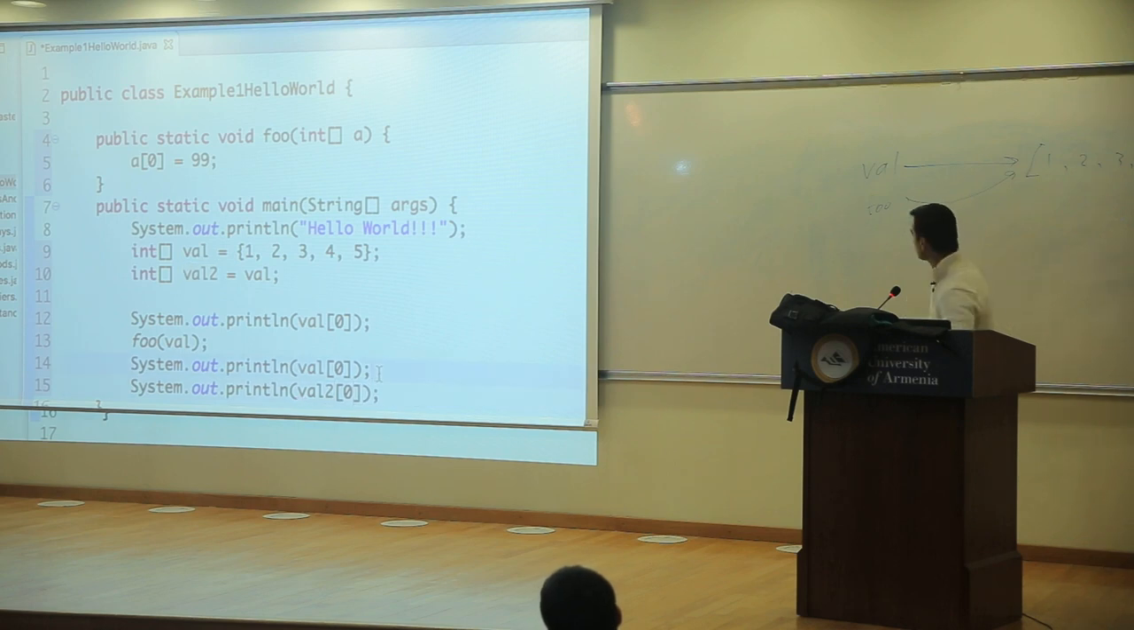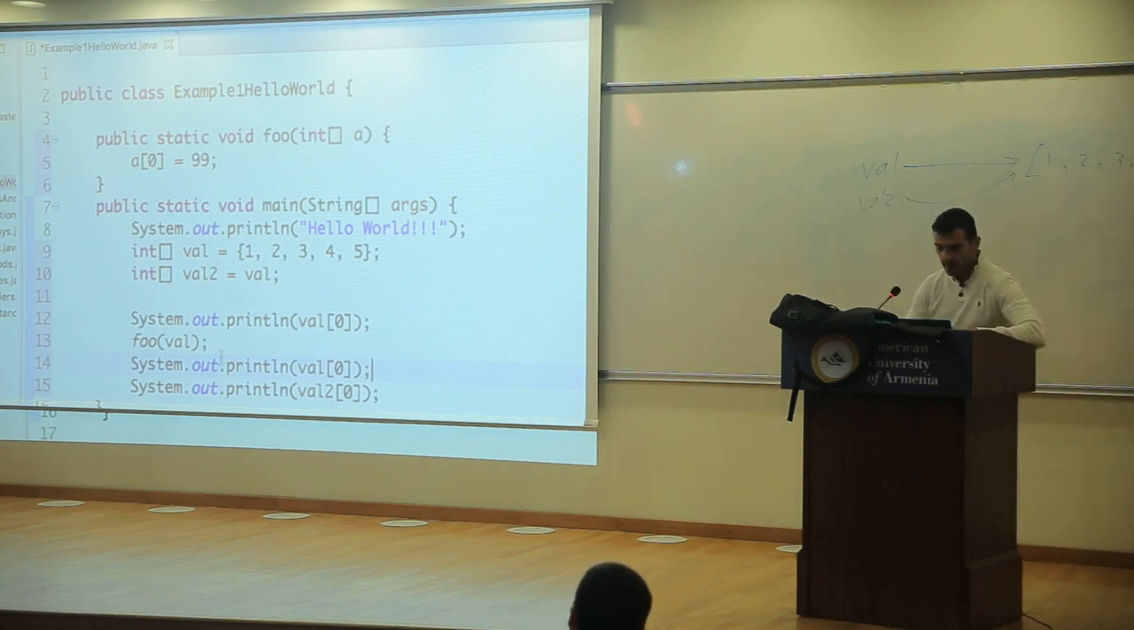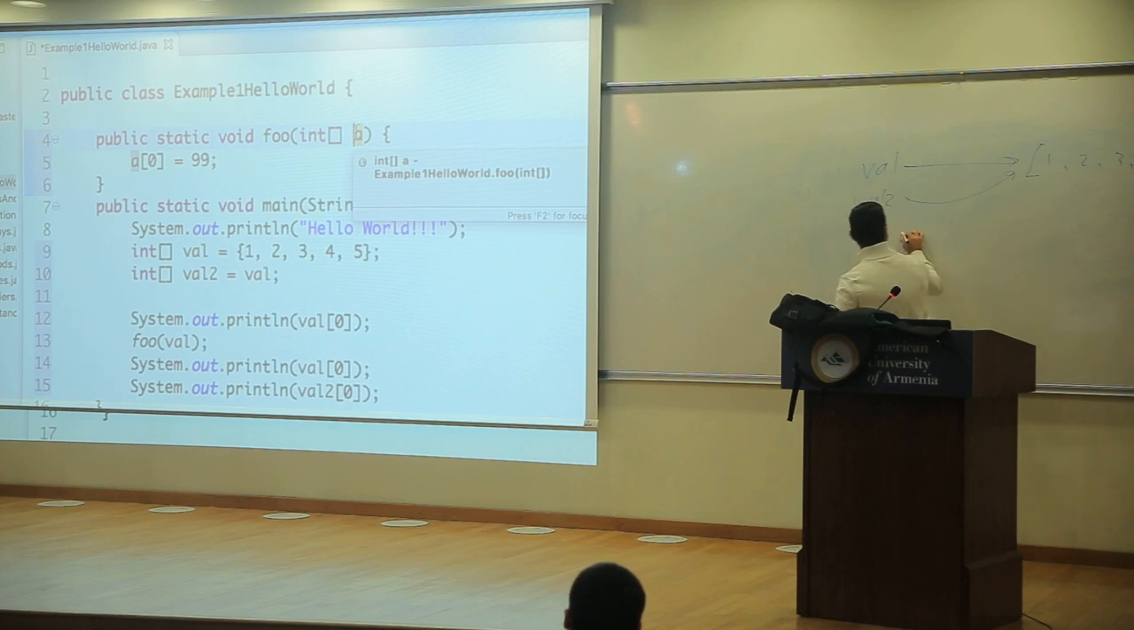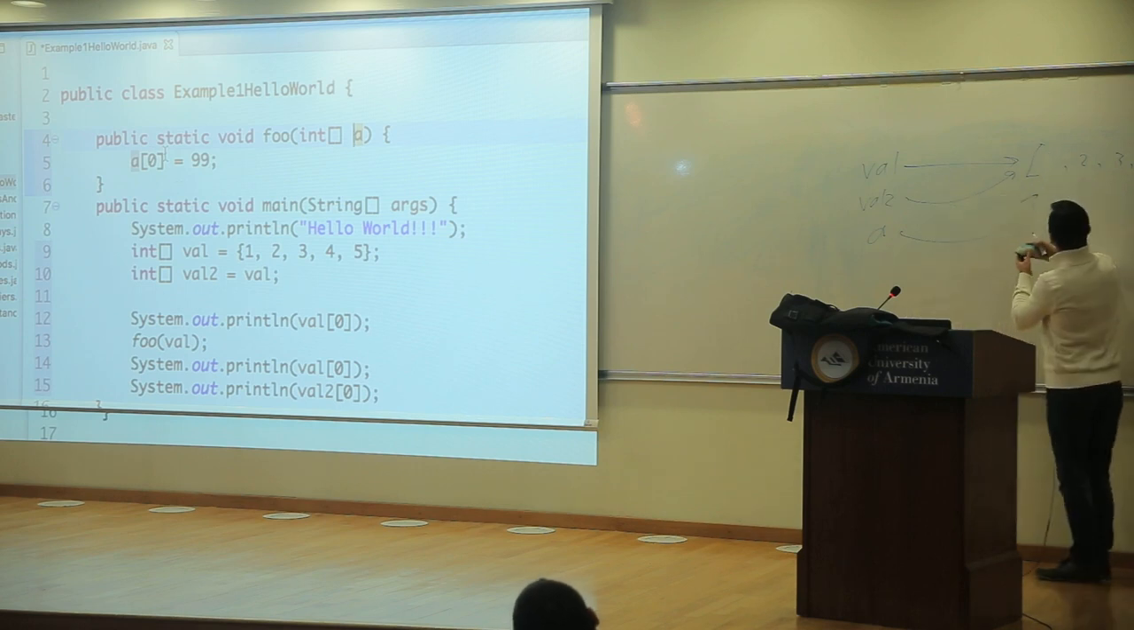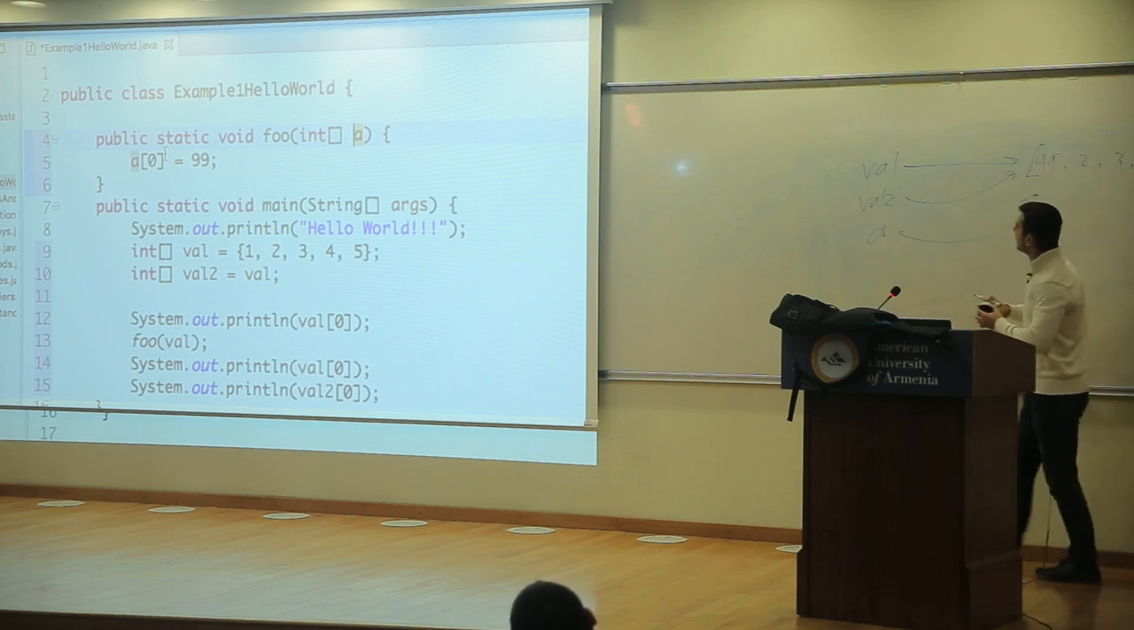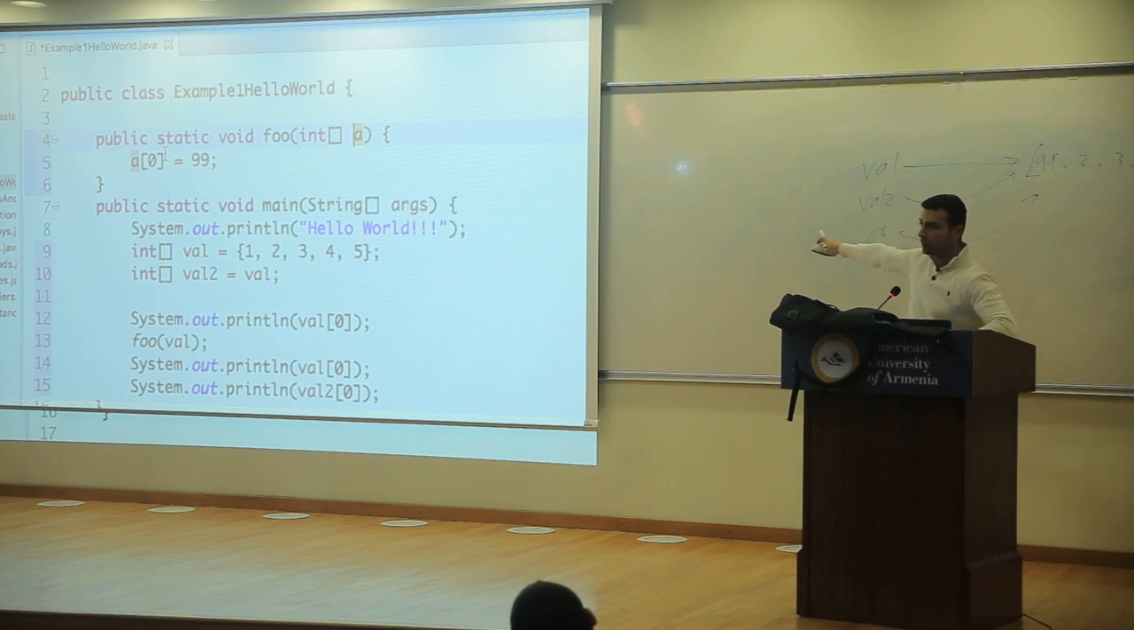Okay. Val2 is pointing at the same array, right? Then I pass this array into here. So now A is also pointing at the same array. I then change the zero index to 99. Val and val2 are both pointing at the same array. So the zero index of that array is 99.